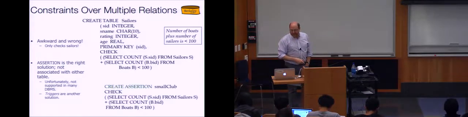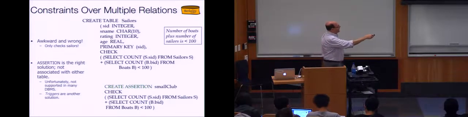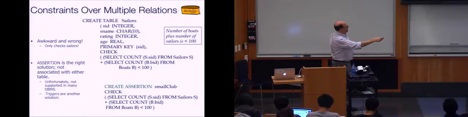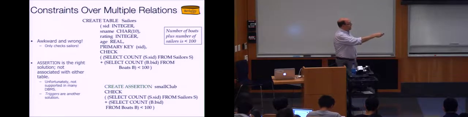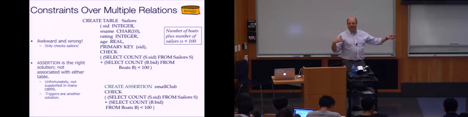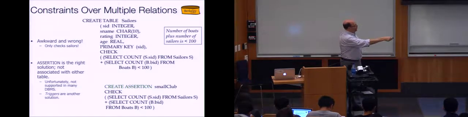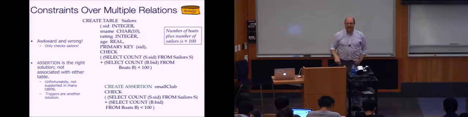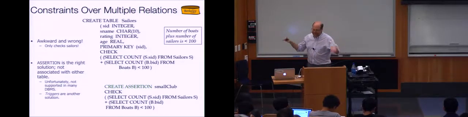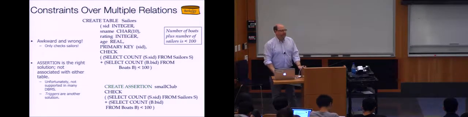And so there are these things called assertions where you can just say, check that the count of sailors and the count of boats is less than 100. Assertions can refer to multiple tables, and the system's smart enough to figure out that when somebody inserts a new sailor record or a new boat record, this has to be checked. So these are all details, but important ones when you're trying to use the system.